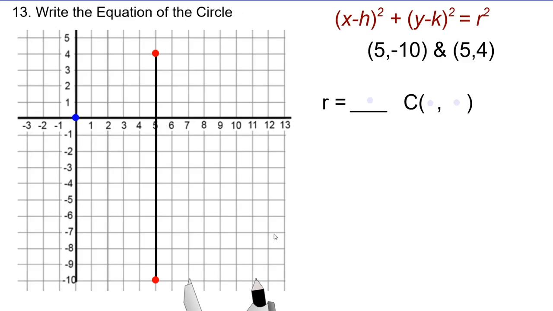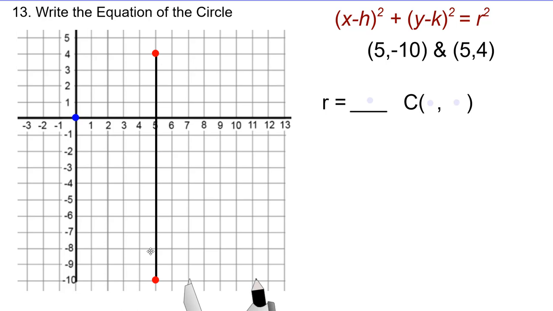All right, so look at number 13. Yeah, 13. They tell us the ends of the diameter are 5, -10 and 5, 4. So you might want a ruler on this one. We can graph that out. We go over 5 and up 4, and over 5 and down 10. So those are the ends of the diameter.